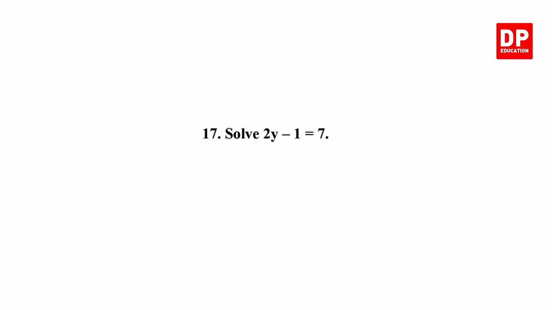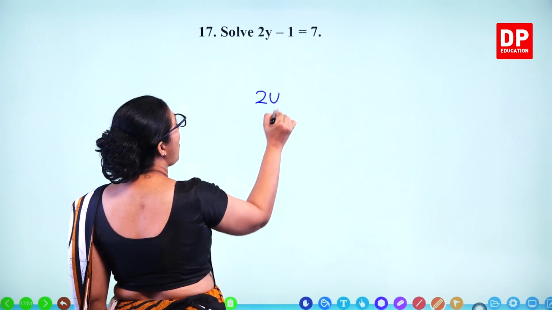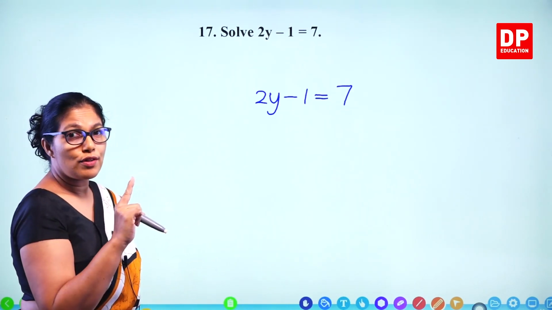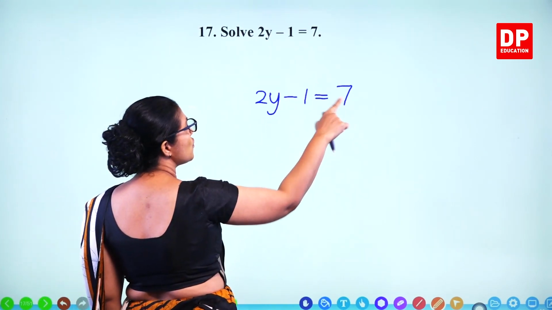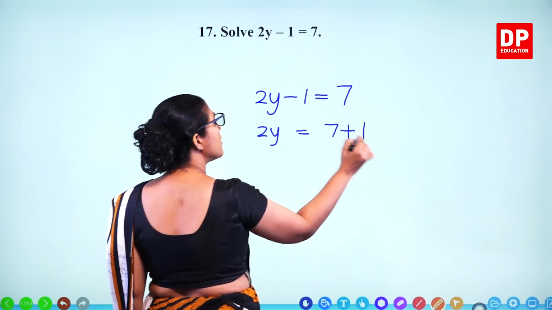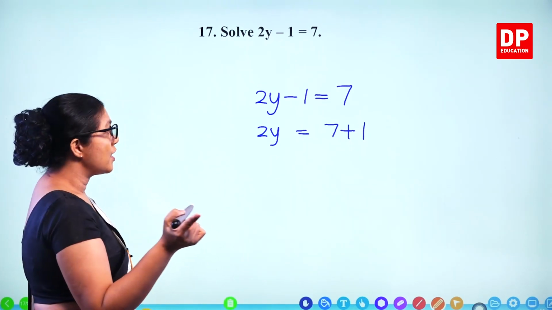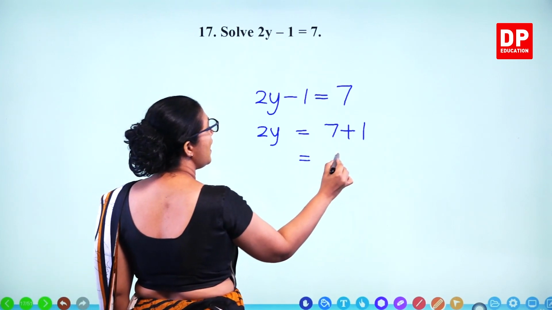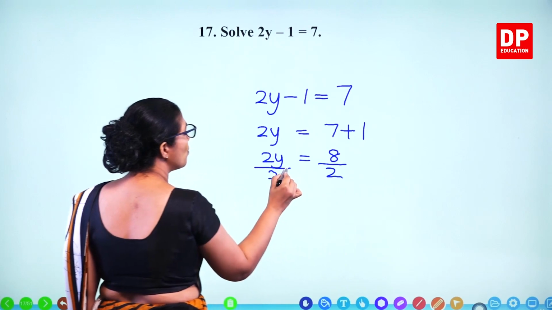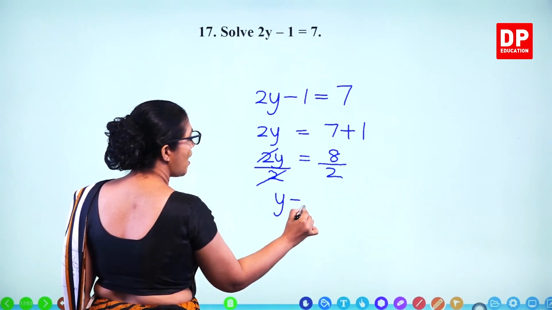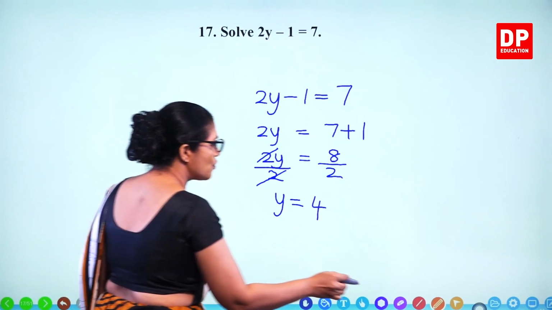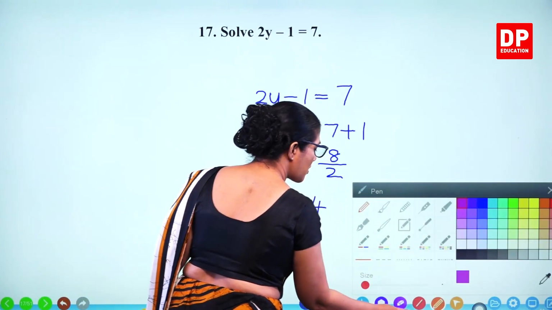Question number 17. Solve 2y minus 1 equals 7. So you need to find the y value. Take minus 1 to the other side. You get 7 plus 1. The sign changes when you take it to the other side. Then 8 is 2y. Divide both sides by 2. y becomes 8 divided by 2. That's 4. So you get 2 marks.